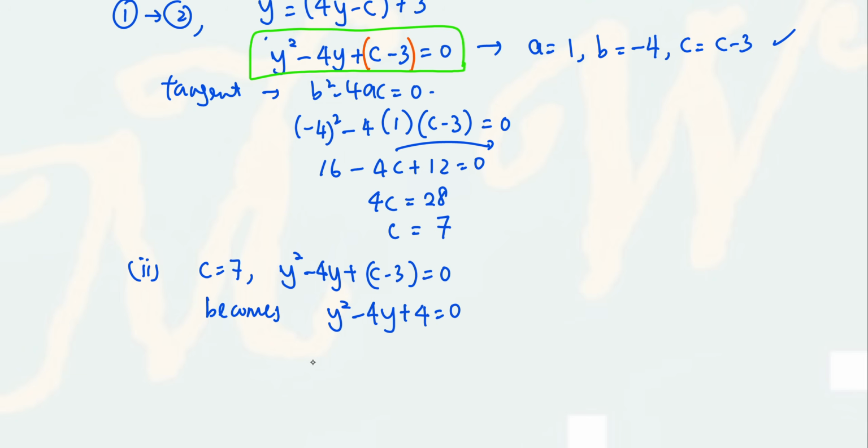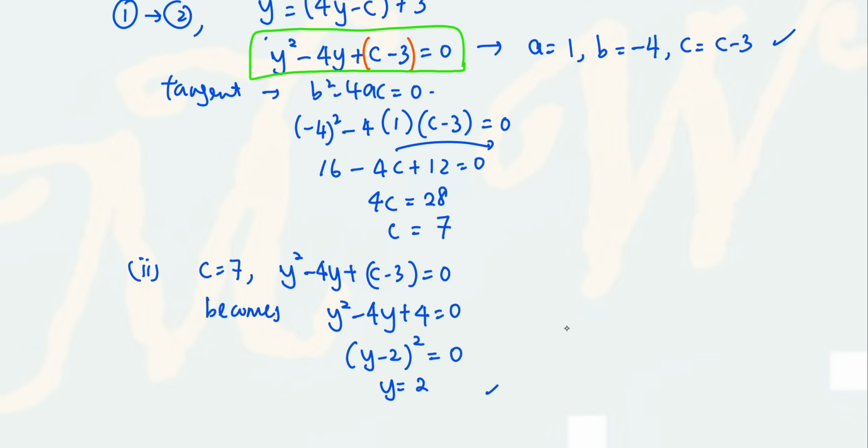Okay, then now just need to solve this quadratic equation, and when you factorize, this is basically (y minus 2) squared equals to 0, which means your y is basically 2. Okay, so here we only get one intersection point because as mentioned in the question, the line is a tangent. So tangent only has one intersection point.